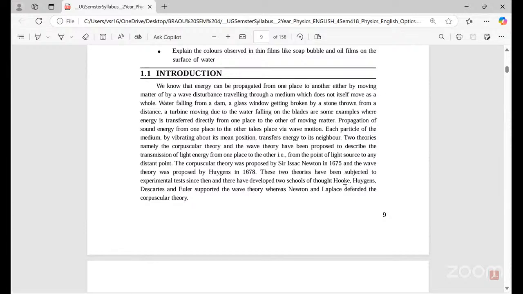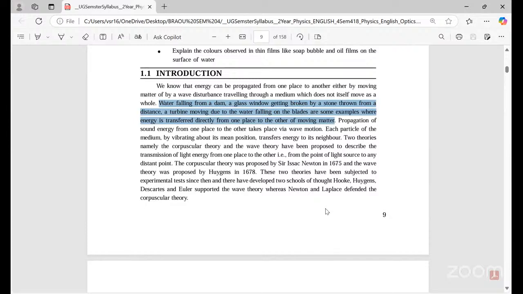So here waves are going to be generated, traveling through the same medium, which does not itself move as a whole. Like that, the same example we just discussed. This is the example.